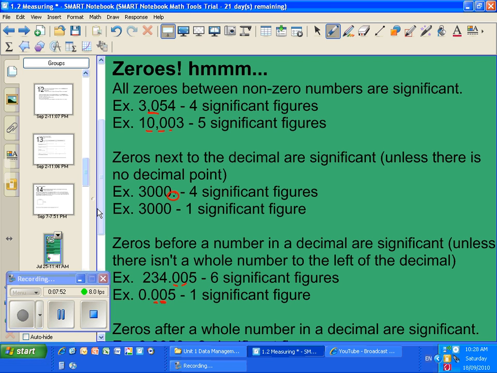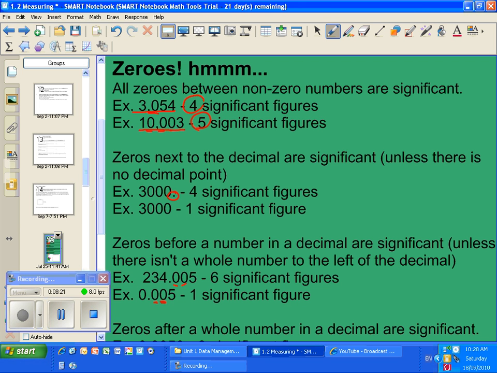All zeros between non-zeros are significant. So, for example, right here, we have a 0 that is surrounded by a 3 and a 5. So it is significant. Therefore, in this example, there are 4 significant digits. 10,003, there are 3 zeros, but they are surrounded by non-zero numbers. So all of those are significant. So it's 5 significant figures there.